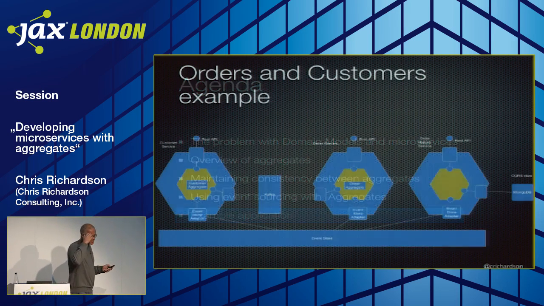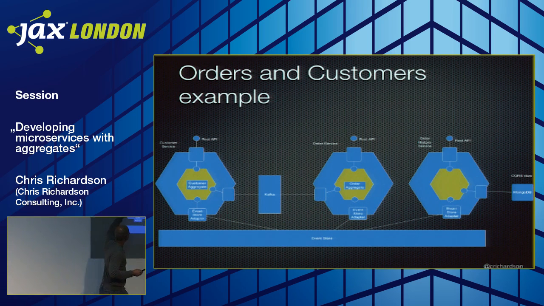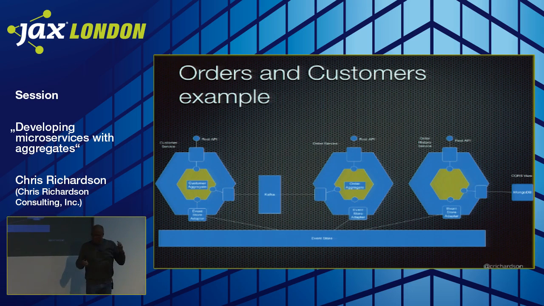So yeah, here's the example application, which you probably can't read. It's comprised of multiple services. There's the customer service that has the customer aggregate. There's the order service that has the order aggregate. And then there's the order history service that's maintaining one of these denormalized views of the data using MongoDB. So we've got 3 microservices.